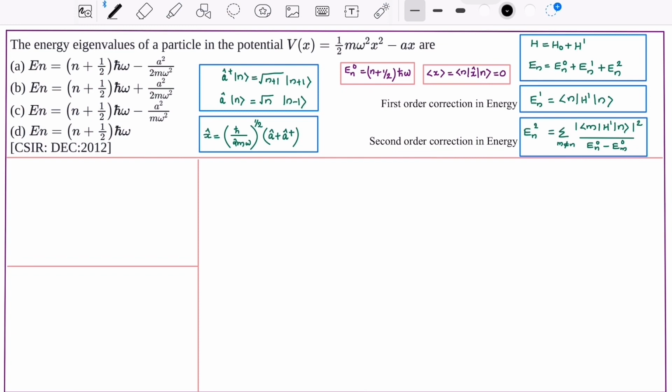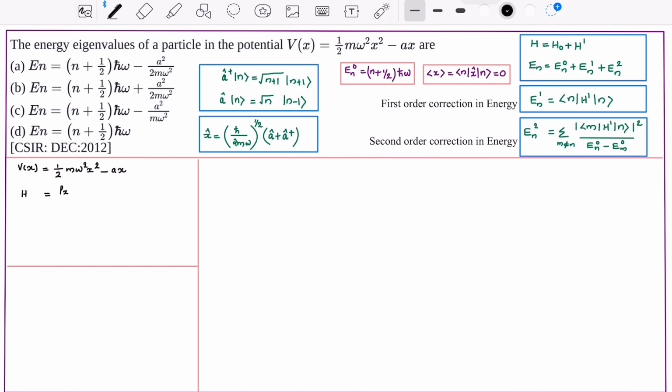Now, by observing the potential, we can see that there is a correction term minus ax. Hence, we can solve this problem using perturbation theory. Using perturbation theory, we can find the first order correction in energy and the second order correction in energy, and from that we can calculate the total energy En. First, let us write the given potential V of x equal to half m omega square x square minus ax.